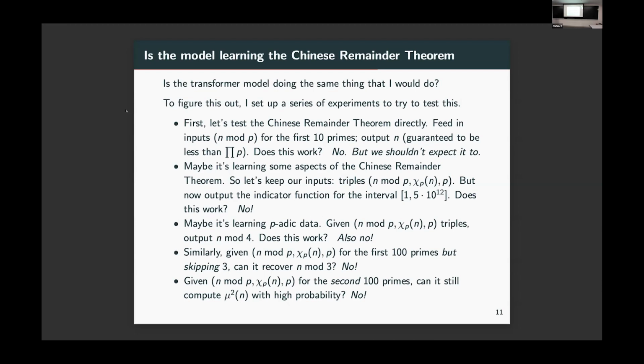Okay, well, what if you omit a single prime, 2 or 3? Can it recover n mod 2 or n mod 3 given the rest?